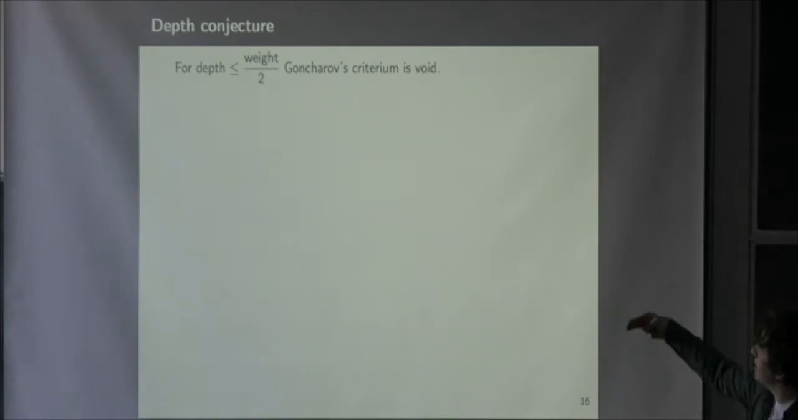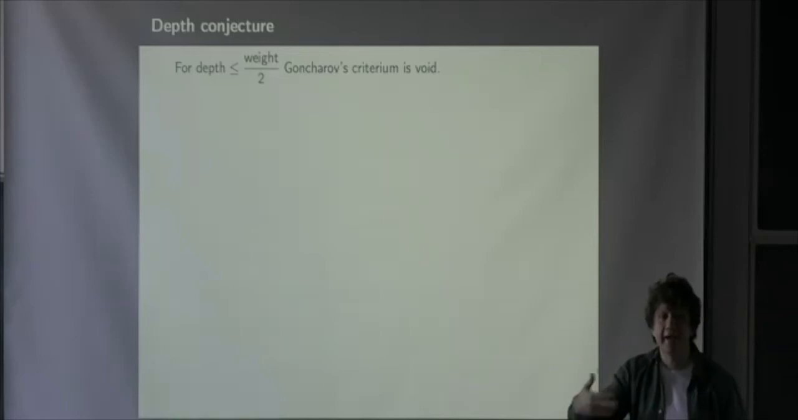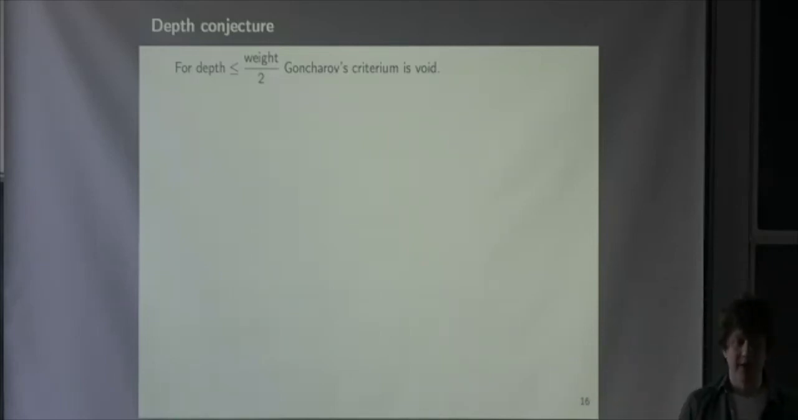But there is an interesting fact that if you take depth less than or equal to half of the weight, then this Goncharov criterion is completely empty. So there is nothing to check. Everything vanishes. And so for a long time, there was the question whether you can express any polylogarithms through polylogarithms of half the weight. When I started to work on that, it was hard to believe because the best known result was that you can reduce the depth by 2, so it can be equal to n minus 2, which was the result of Francis Brown. And the Goncharov conjectures predict n over 2.